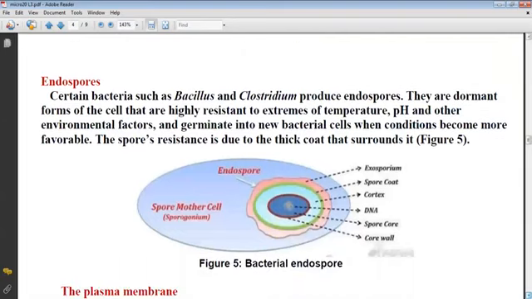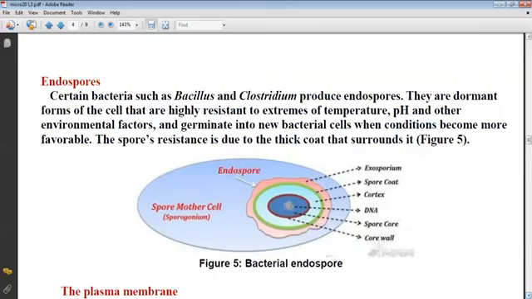عندنا الاندوسبورز. ليش يسموها الاندوسبورز؟ لانه الخلية البكتيرية تبدأ بتكوين السبور من الداخل وهكذا تمتد الى باتجاه خارج الخلية، حتى بعض الانواع هذه الخلايا التي تكون هذه السبورات تتحول كليا الى سبور. Certain bacteria such as Bacillus and Clostridium produce endospores. They are dormant forms, إذن عبارة عن أشكال ساكنة of the cell that are highly resistant to extremes of temperature, pH, and other environmental factors, and germinate into new bacterial cells when conditions become more favorable. Endospore resistance is due to the thick coat that surrounds it.